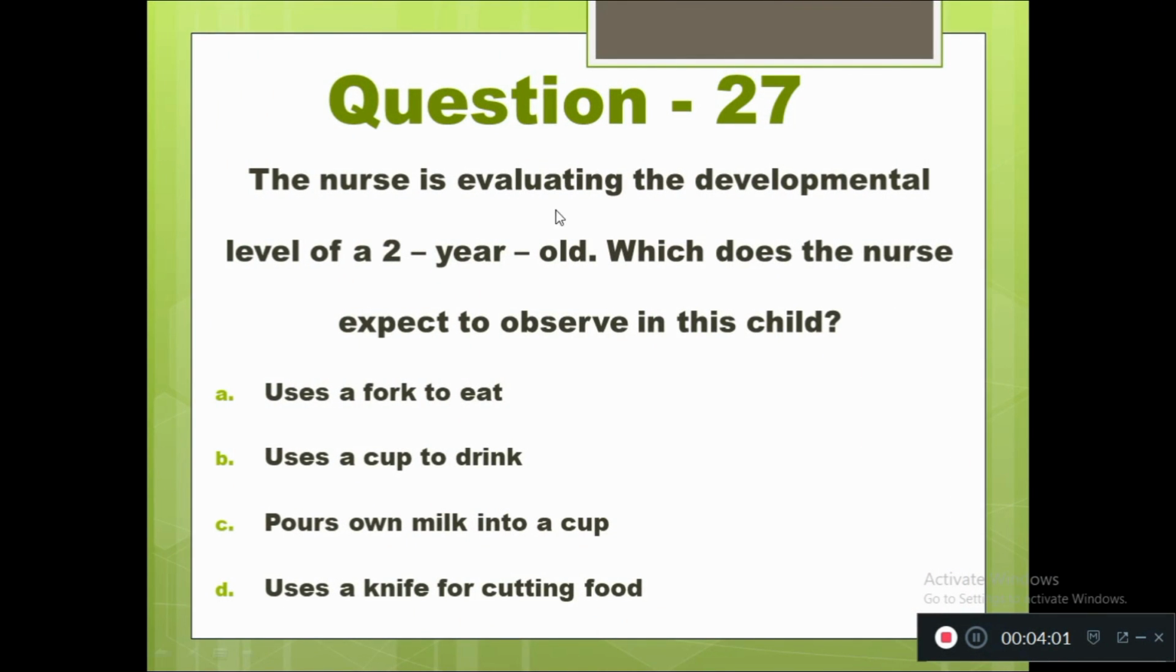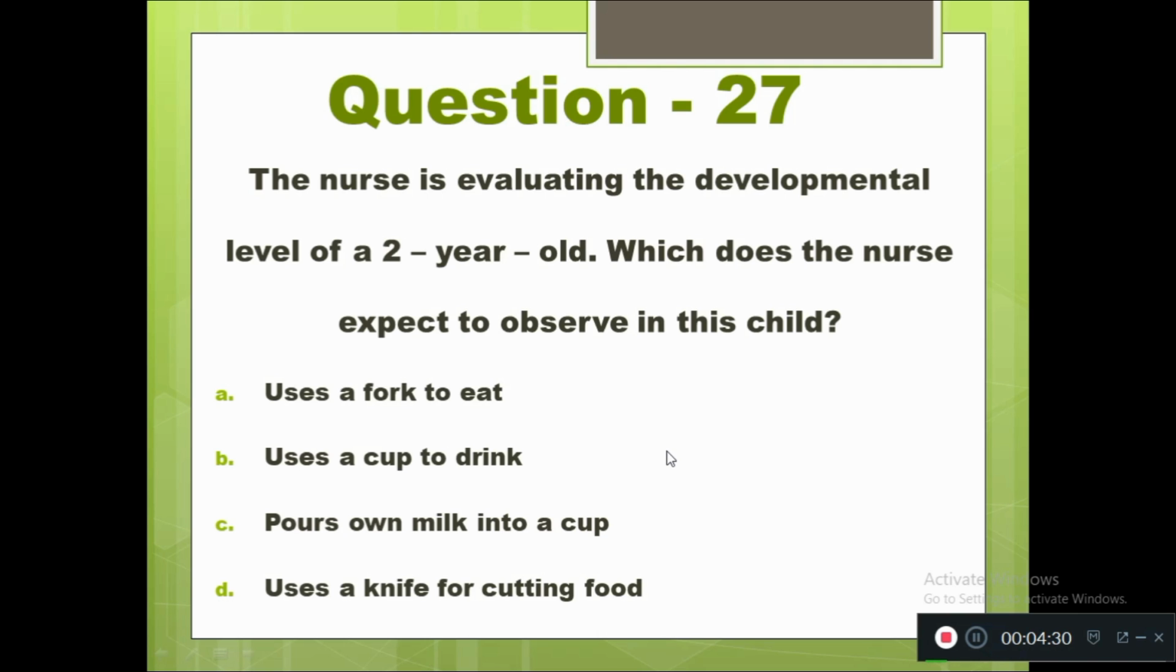27. The nurse is evaluating the developmental level of a 2-year-old child. Which does the nurse expect to observe in the child? Option A uses a fork to eat. Option B uses a cup to drink. Option C pours warm milk into a cup. Option D is uses a knife for cutting food.